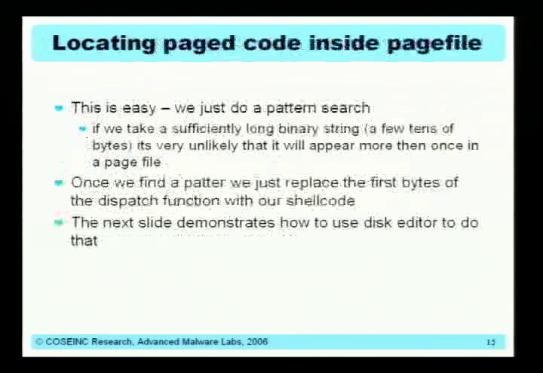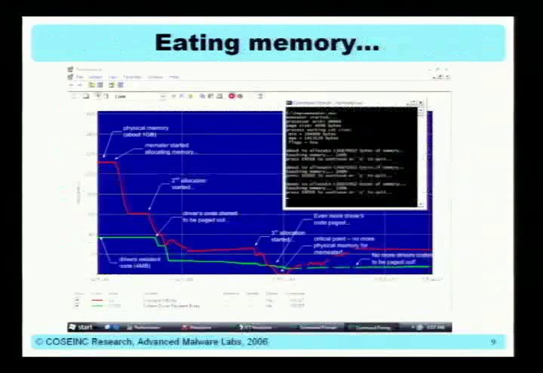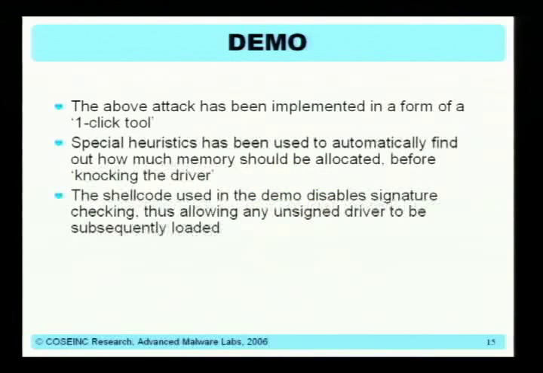And this heuristic is based on this graph. We're just trying to find out when this green line becomes flat. So this was implemented as a tool. And the shellcode used in this demo, which was written by Edgar Barbosa, is very simple. It just disables kernel signature check.